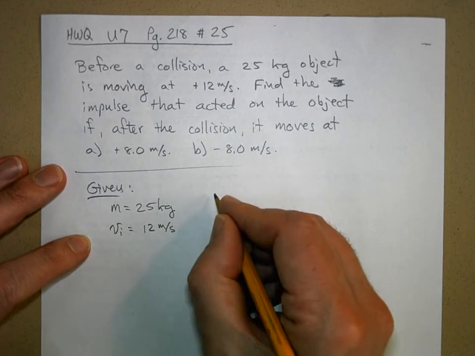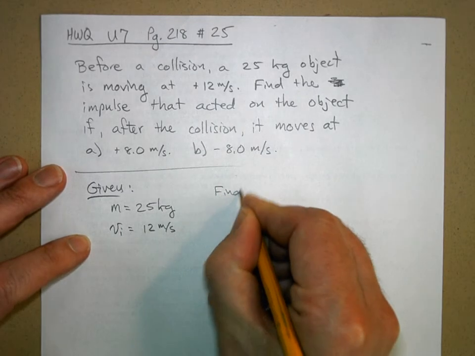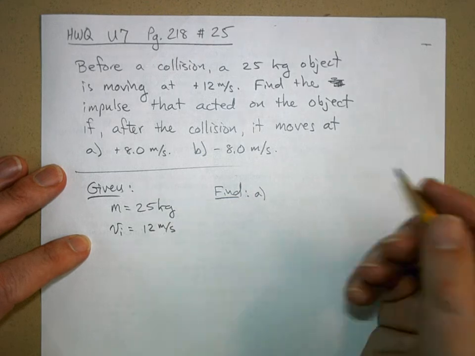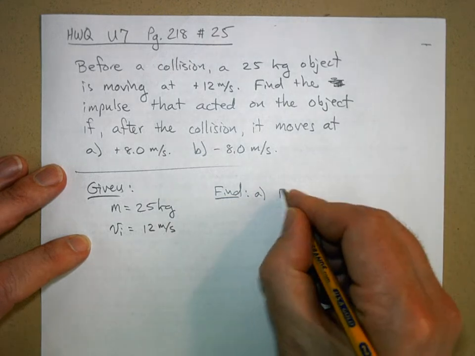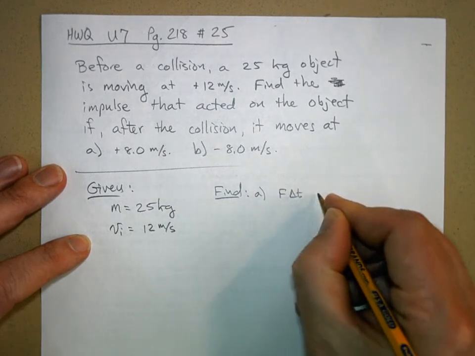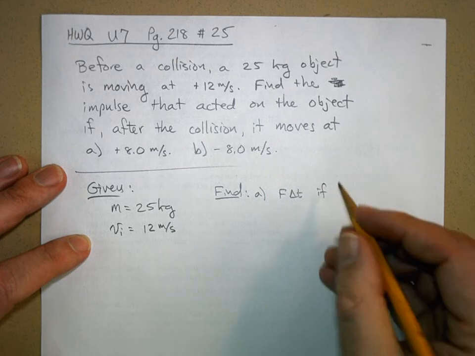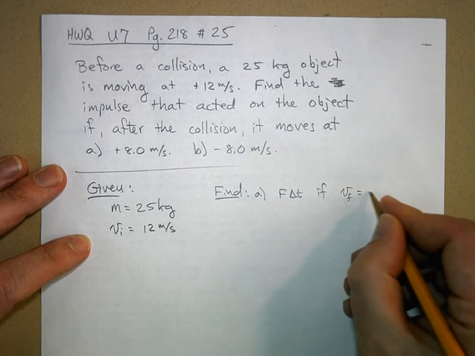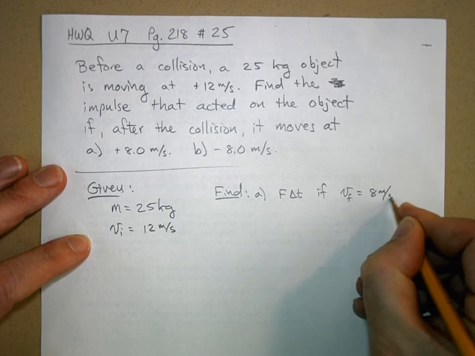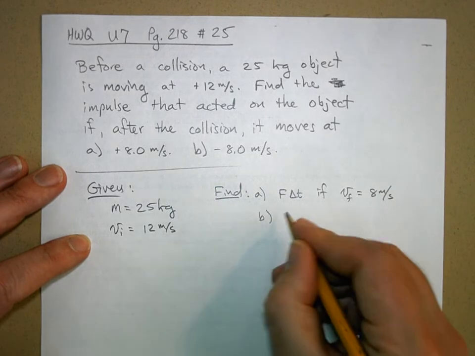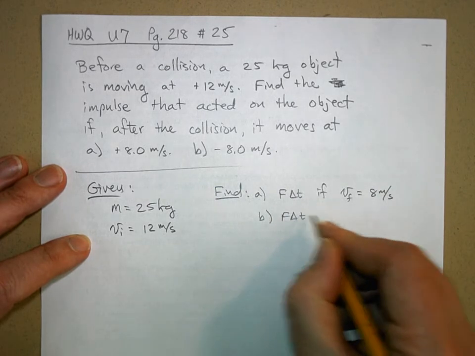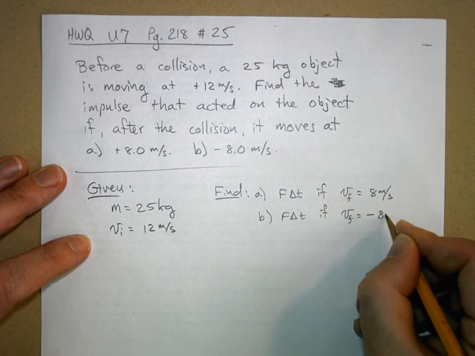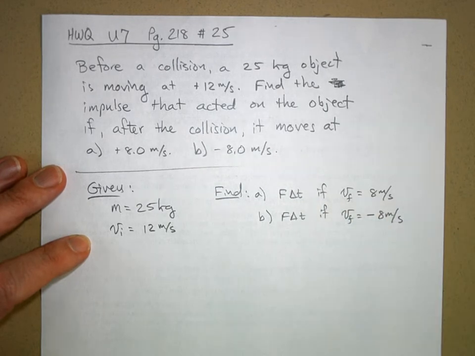And what we want to know is we want to find the impulse. You can write that as force times time, if V final is equal to 8 meters per second. And then for part B, we want to know the impulse if V final is negative 8 meters per second.